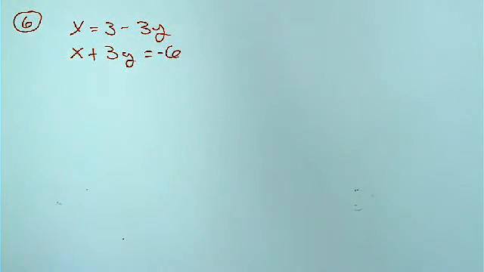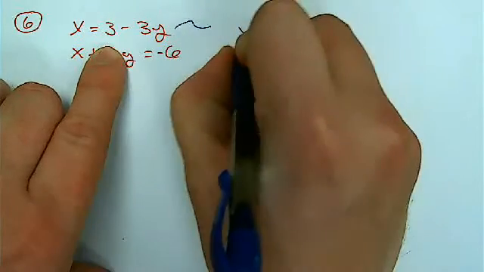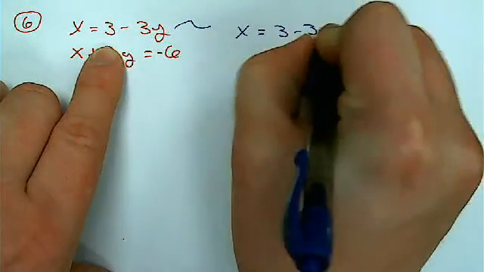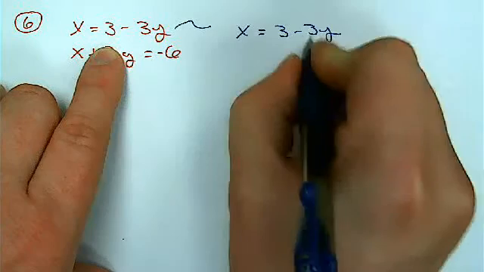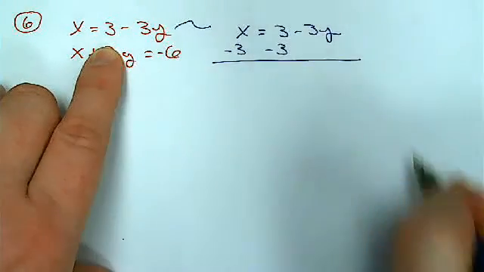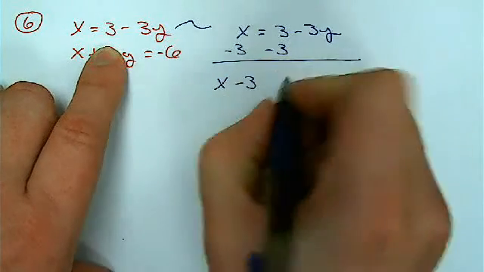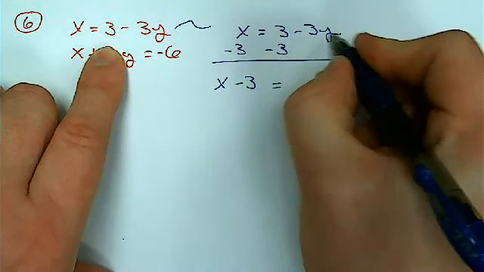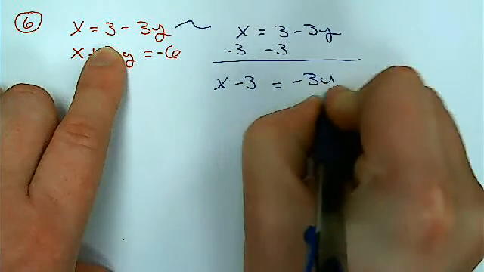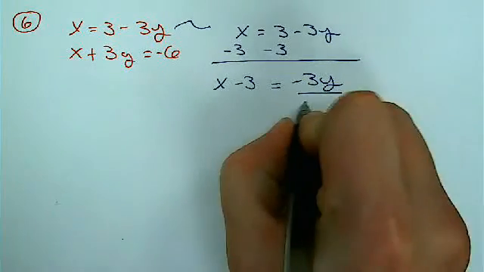All right, so this first one I have to do the most work with. So x equals 3 minus 3y. I want to get the y by itself, so I'll subtract 3 from each side. So x minus 3. Now, that minus stays on that 3y. Now what do I got to do? Divide off that negative 3.